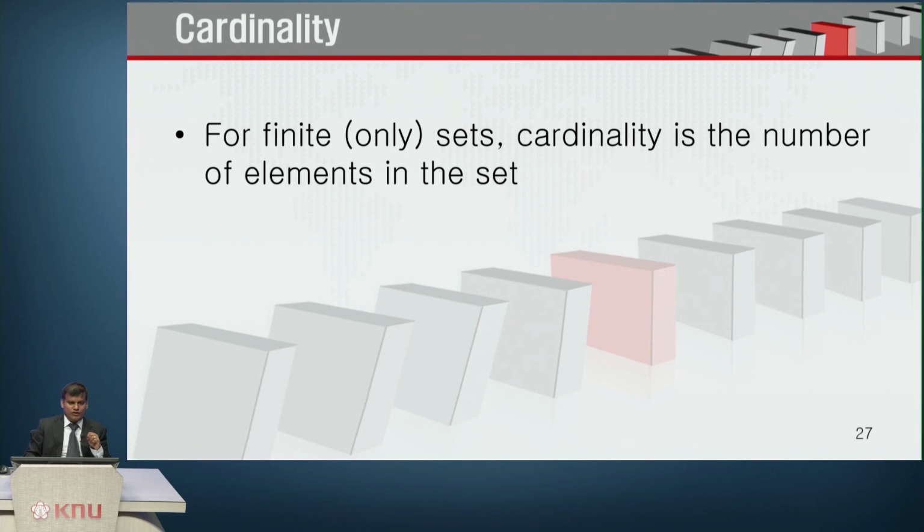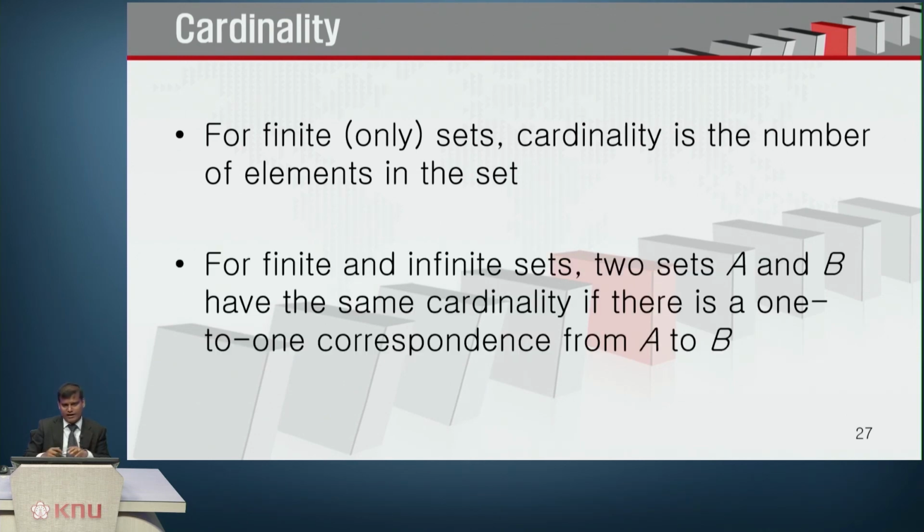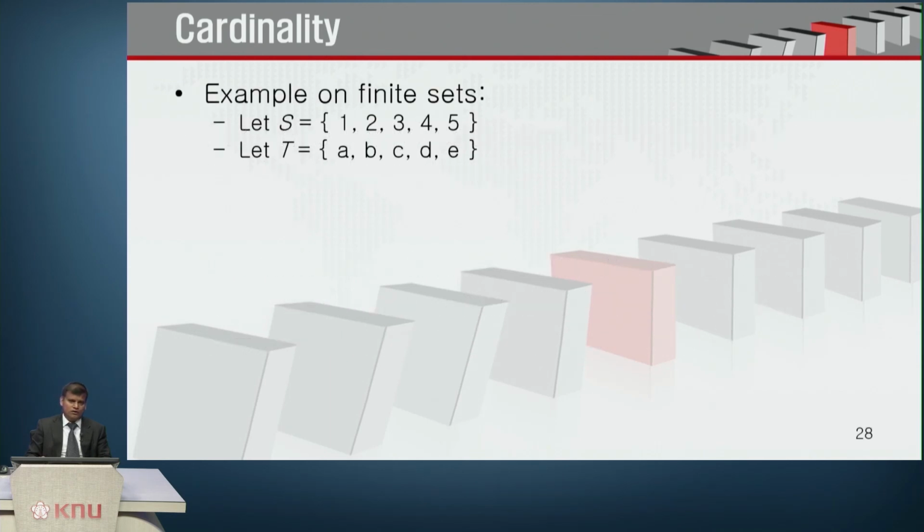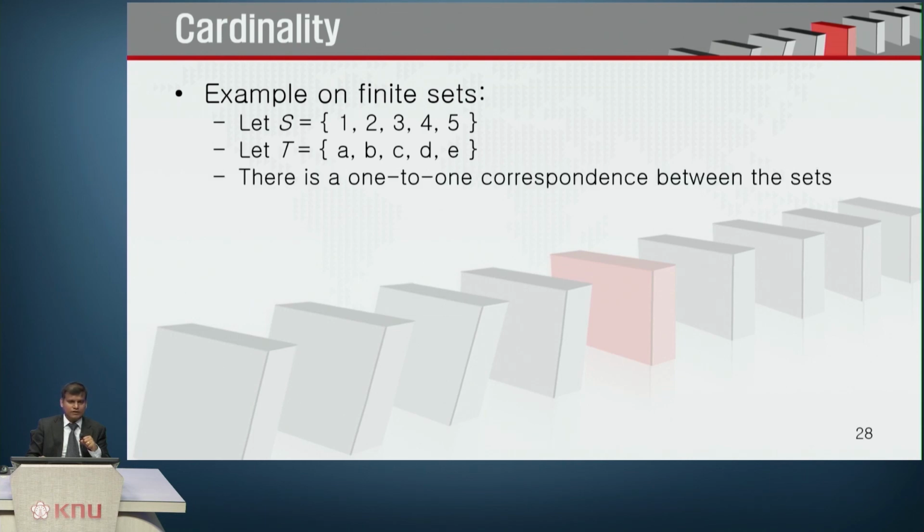There are a few more points that you can think about as we talk about sets. We talked about cardinality. For finite sets, cardinality is the number of elements in the set. Likewise, for finite and infinite sets, two sets A and B have the same cardinality if there is a one-to-one correspondence from A to B. For example, on a finite set, let's say we have S and T as two sets, where S equals 1, 2, 3, 4, 5 and T is A, B, C, D, E. You have a one-to-one correspondence between S and T. For example, 1 is A, 2 is B, 3 is C, and so on.